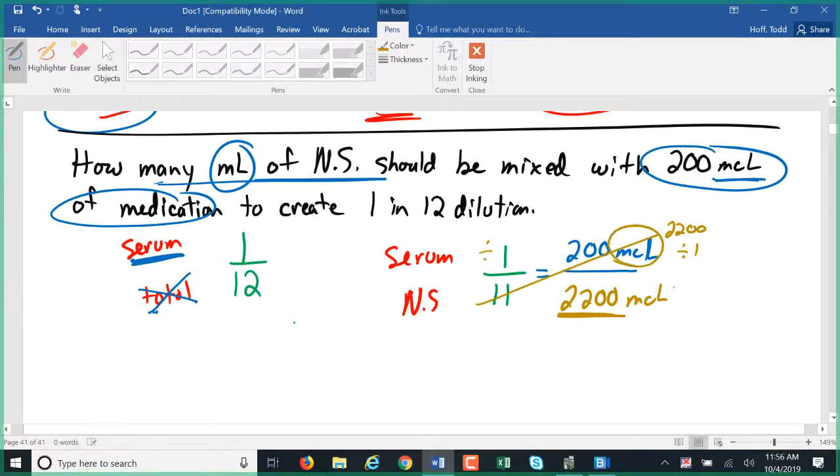Whatever units go with one number in a ratio, we have to have the same unit on the other number. So if one is microliters, the other one is microliters. Now is where that extra step comes in, because we wanted milliliters. Change microliters to milliliters: 1,000 microliters in a milliliter, or 3 decimal places. You have to move 1, 2, 3 decimal places. 2.2 milliliters. Any questions?